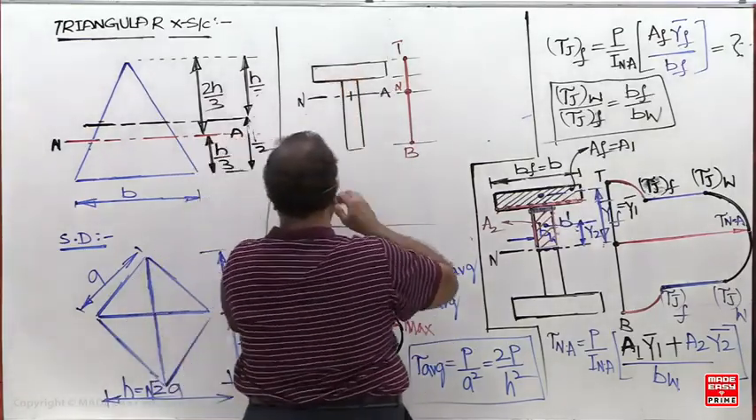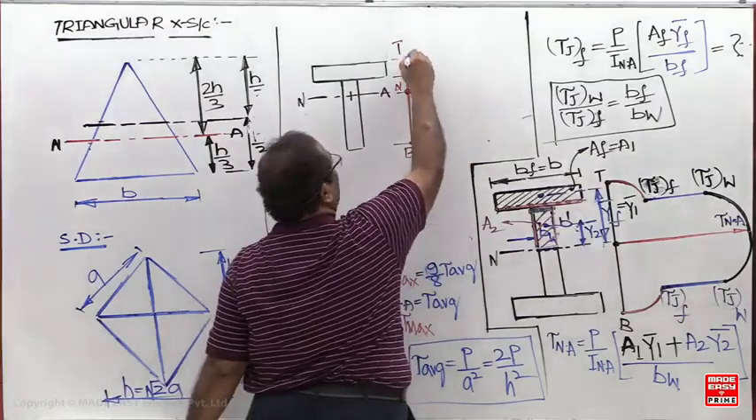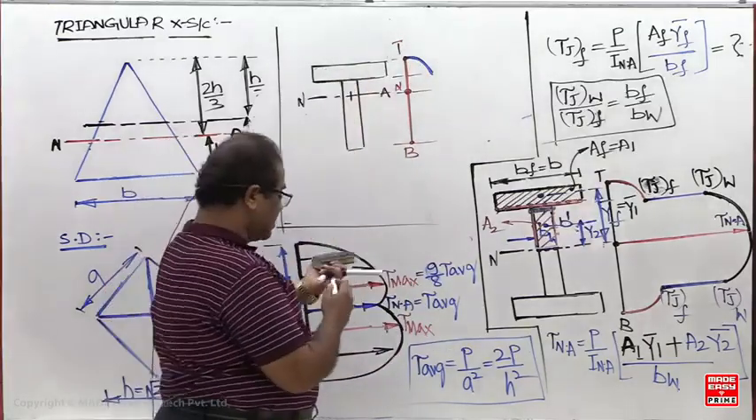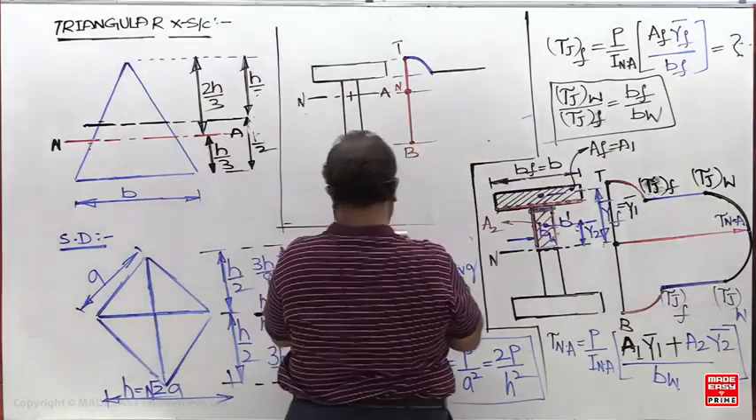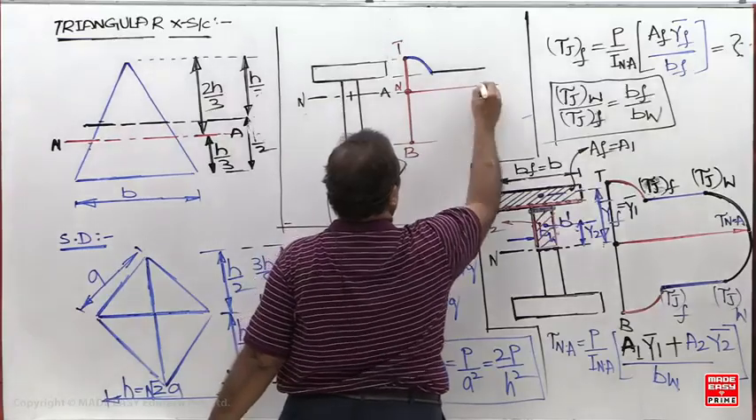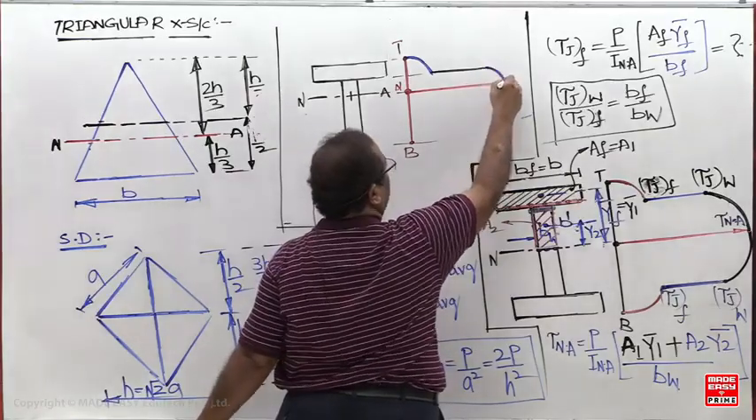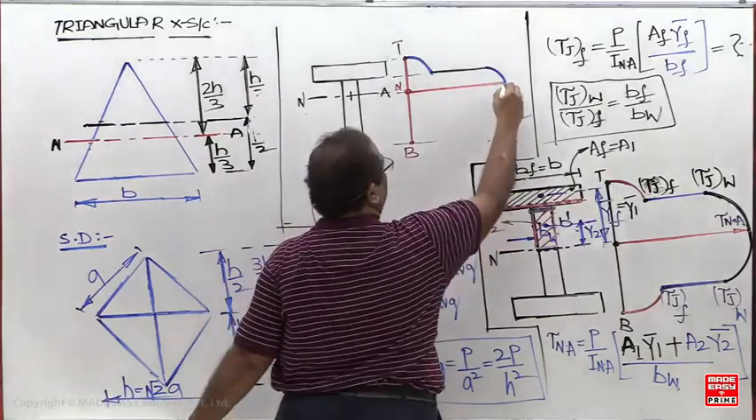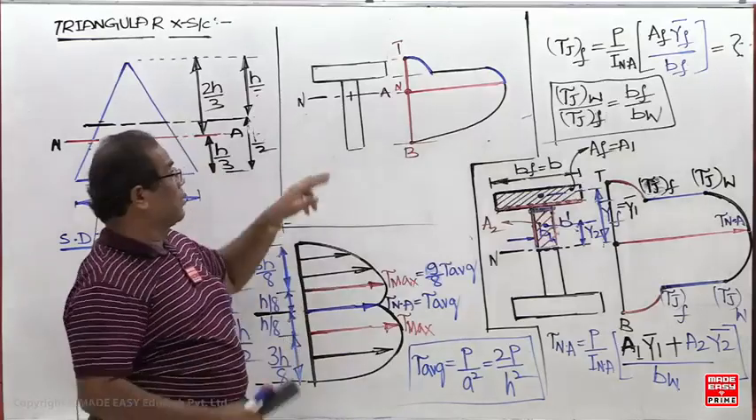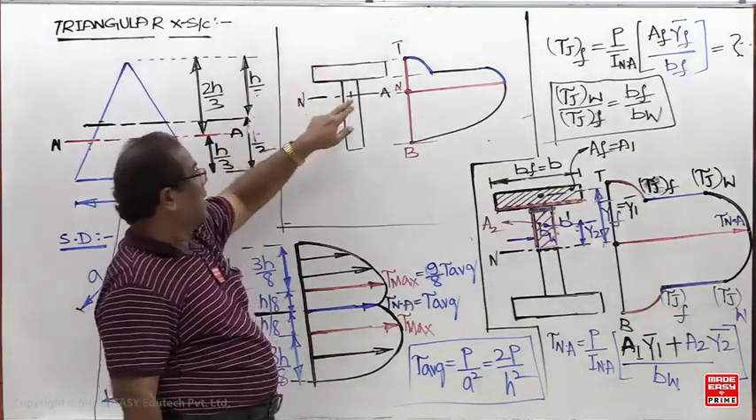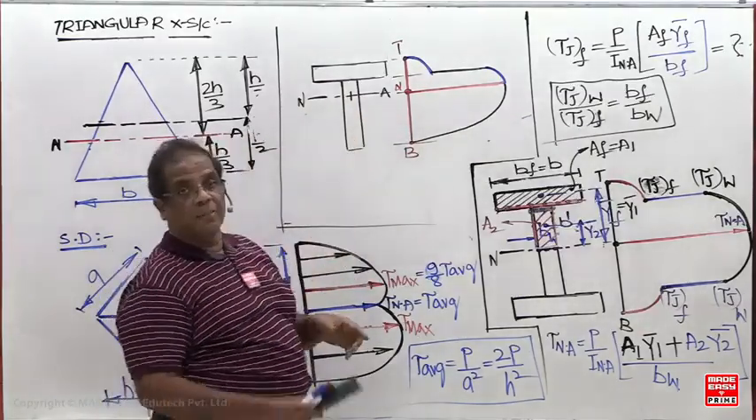Once again, from the top of the flange to the bottom of the flange, one parabola. Now suddenly the width is decreased. A sudden decrease in width means a sudden increase in stress will be there. And here, one more parabola. So you are going to get three parabolas. Top of the flange to bottom of the flange, one parabola. Top of the web to the neutral axis, one parabola. And the neutral axis to the bottom of the web, one parabola.